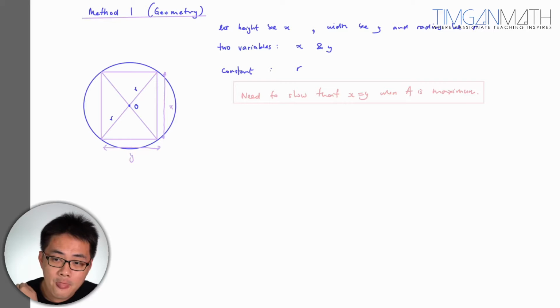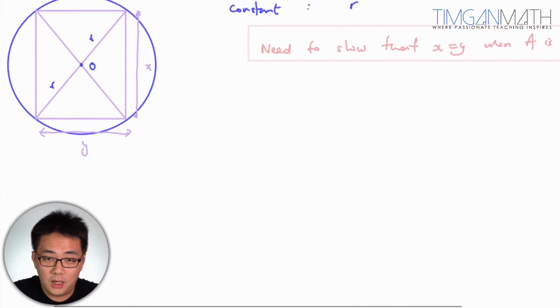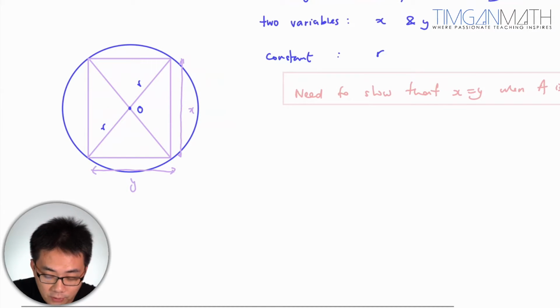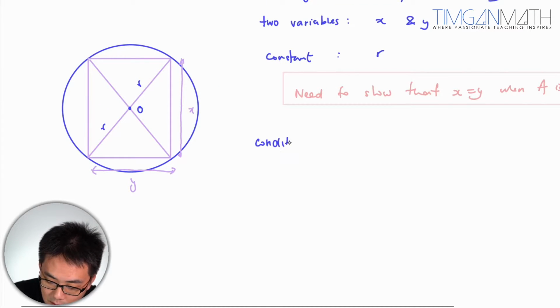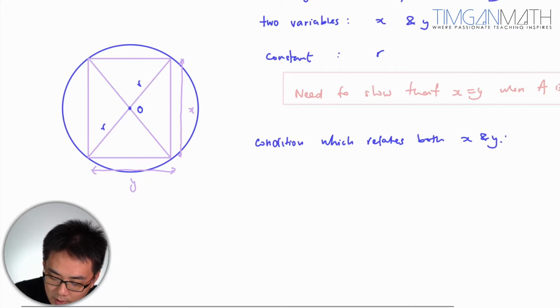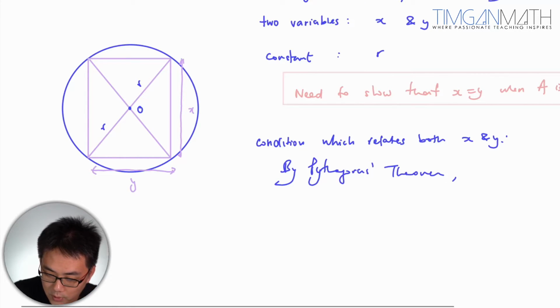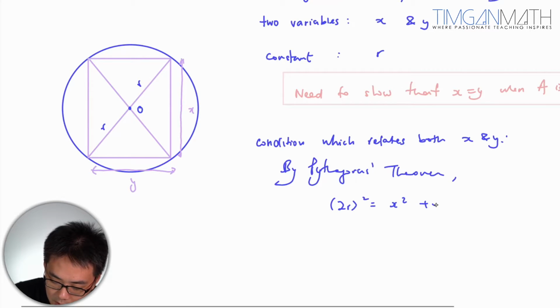Then we're going to find a condition which relates both the variables. The condition which relates both x and y will be the Pythagoras Theorem. So we know that by Pythagoras Theorem, (2r)^2 = x^2 + y^2.